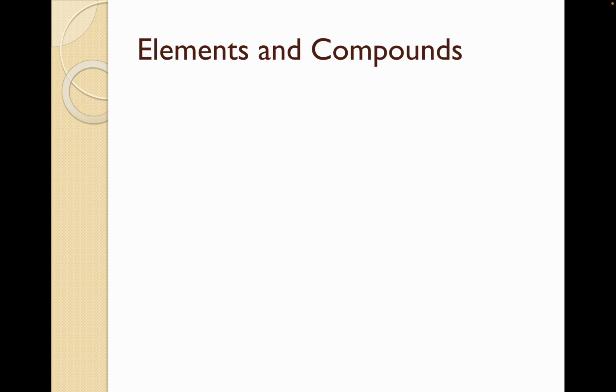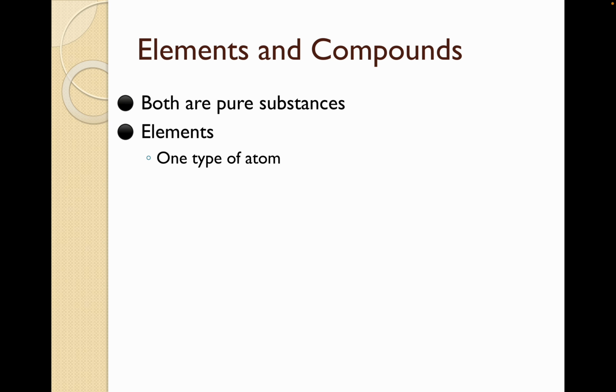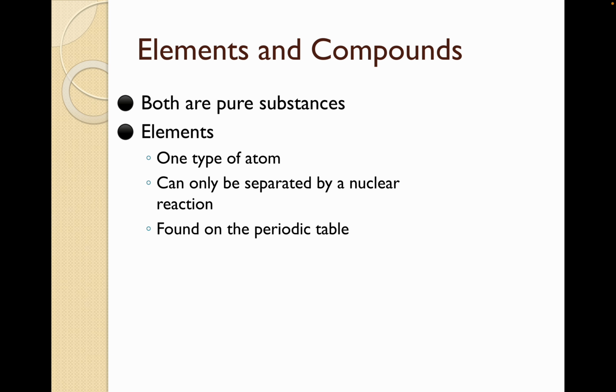Next up, if we compare elements versus compounds, before people start chemistry, they have some confusion. People think, oh, water's an element. Well, water's not an element, it's a compound, and we'll get into that right now. Both are pure substances, and elements are one type of atom. It's not a compound where you have multiple things together. It is one pure substance. It's just one. For example, oxygen is an element. And elements can only be separated by a nuclear reaction, unlike compounds, which we will see. These are found in the periodic table, which I will be giving, of course.